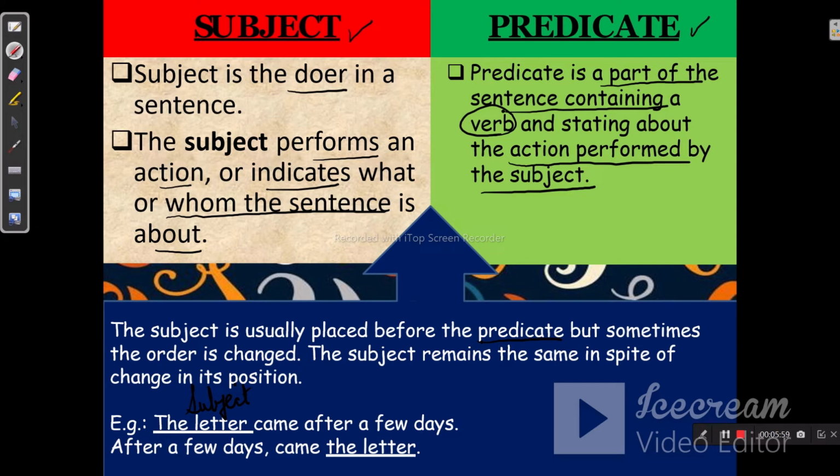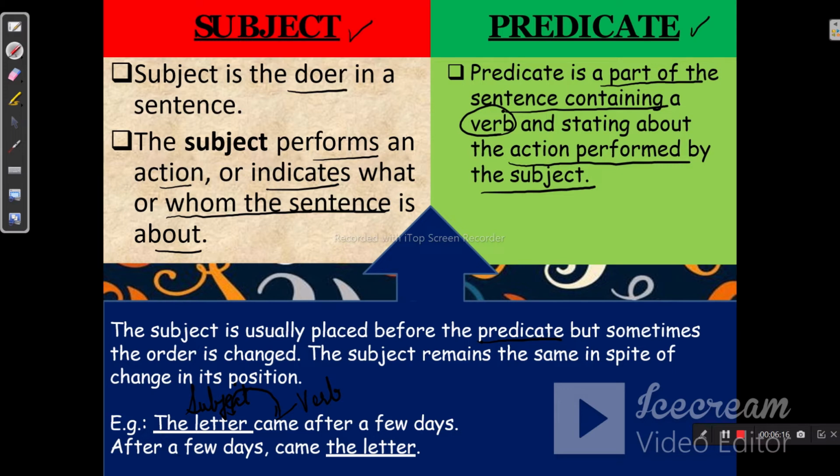What came after a few days? The letter came after the few days. What is the verb here? Came is the verb here. As you can see, the subject is placed before the verb, right? So sometimes the order gets changed.